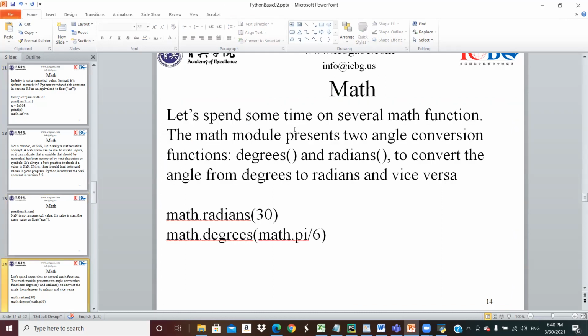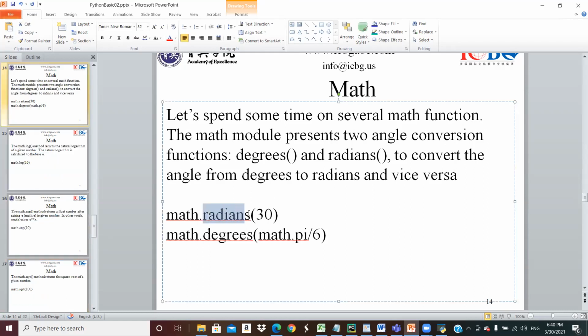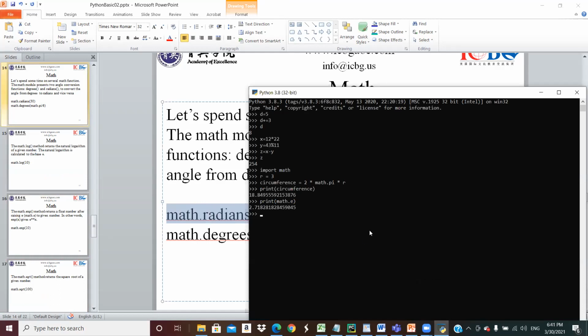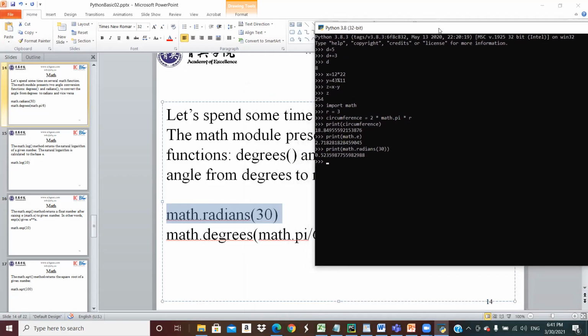So now let's spend some time on several math functions. This is good for geometry. Let me print this out, okay? With math.radians, you convert a degree to radians. Let's just do that. Print math.radians, and put a 30 there. So now you have 30 degrees. What is the radians value? Print it out. It's 0.5.